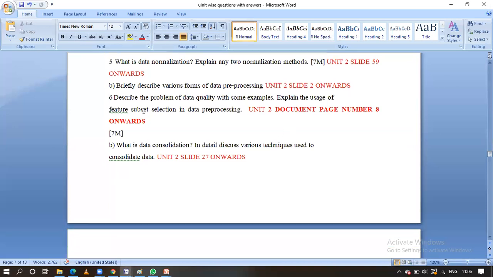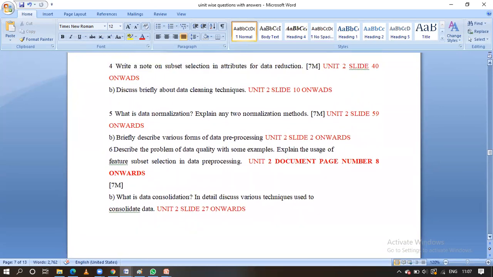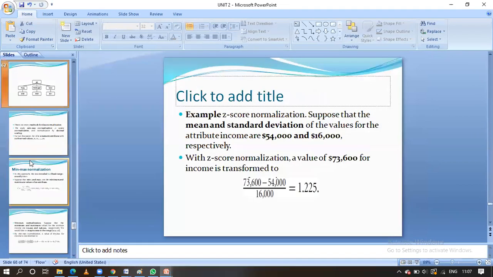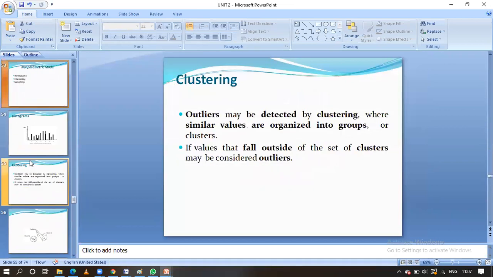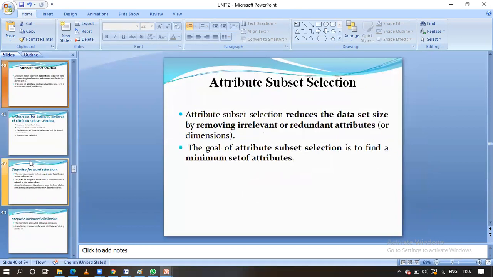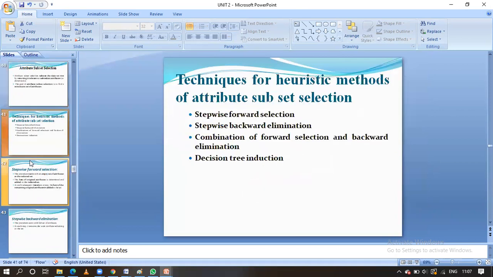These four methods will be there. We have to write about them for feature subset selection: stepwise forward, backward, combination, and decision tree. Let's check once. It is in Unit 2, attribute subset selection. The techniques are stepwise forward, backward, combination, and decision tree. We have already discussed this.